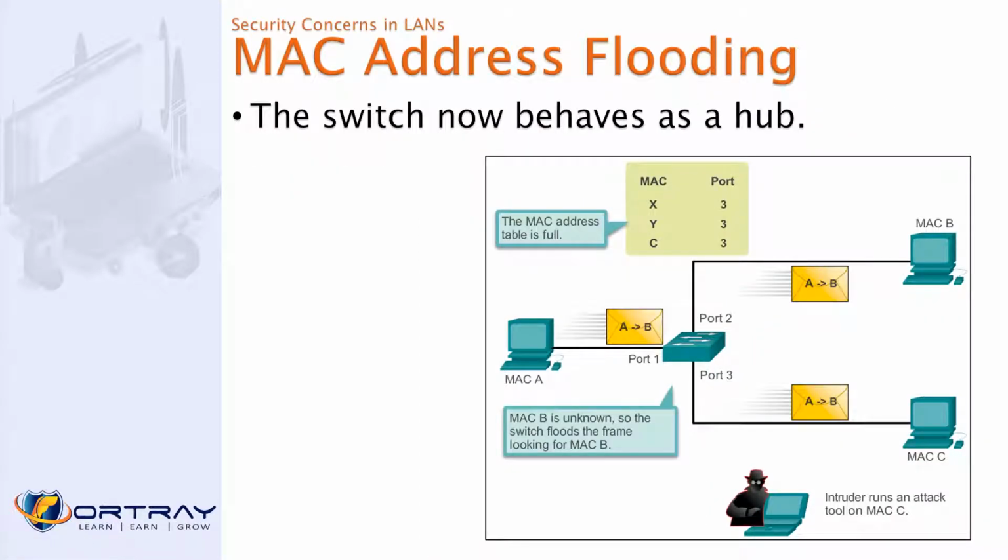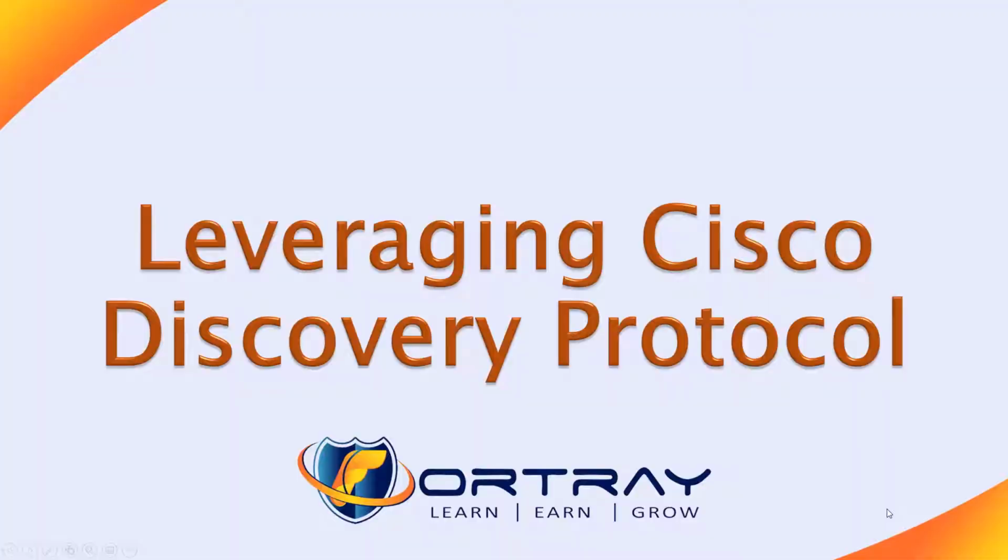Basically, what could happen? The switch now behaves as a hub. Okay, so MAC tables are endlessly flooding everywhere. MAC addresses are flooded by the attacker, and the MAC address table is full. Ultimately, the MAC table can become full. It has a certain capacity for each switch. MAC B is unknown, so the switch floods the frame to B, and then the intruder runs the attack on the MAC table.